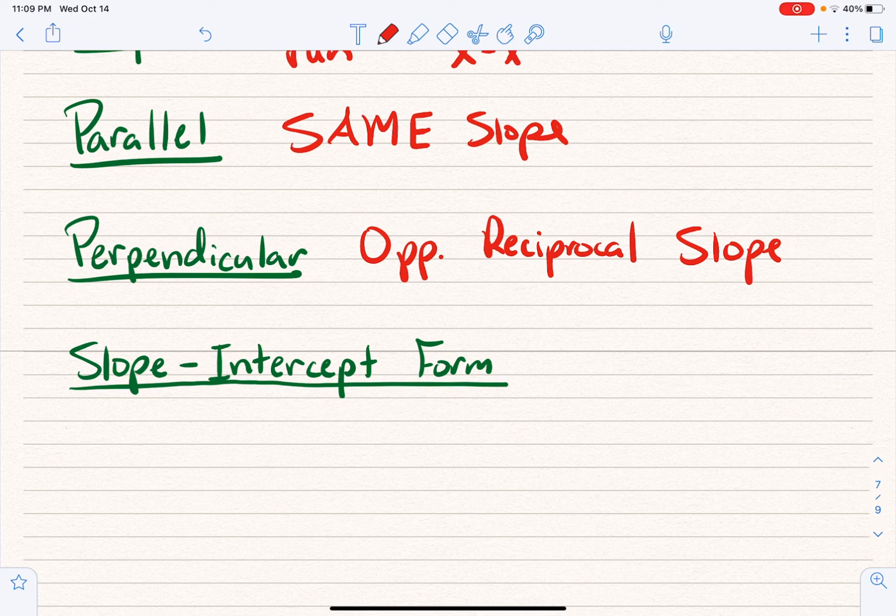And lastly, slope-intercept form is always y equals mx plus b, and you can tell if something's in slope-intercept form because it will say y equals.